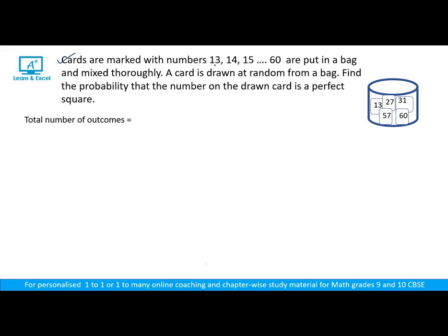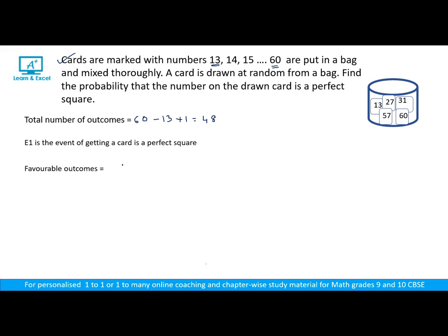But here we are going to include the card 13 and the card 60. So what we do is we write the card with the greatest number, which is 60, subtract the card with the smallest number 13, and add 1. So we get the total number of outcomes as 48. Let us take this event as E.